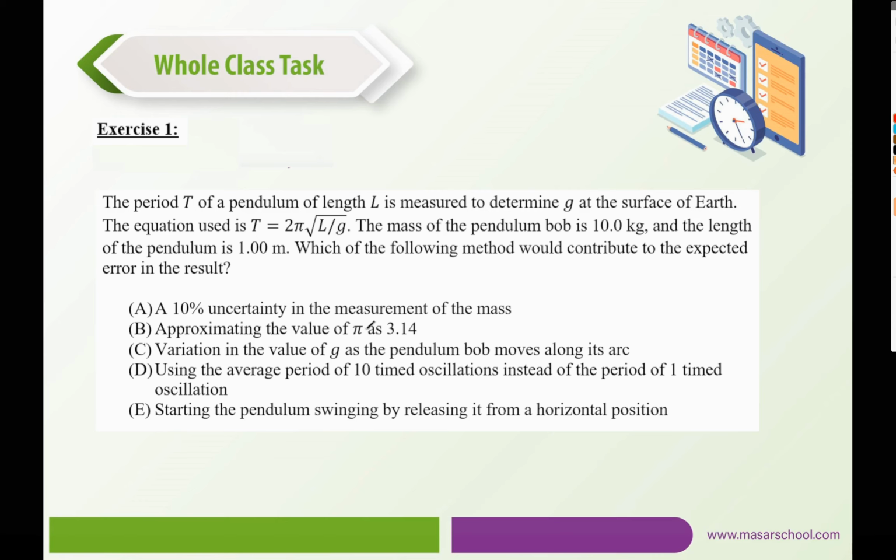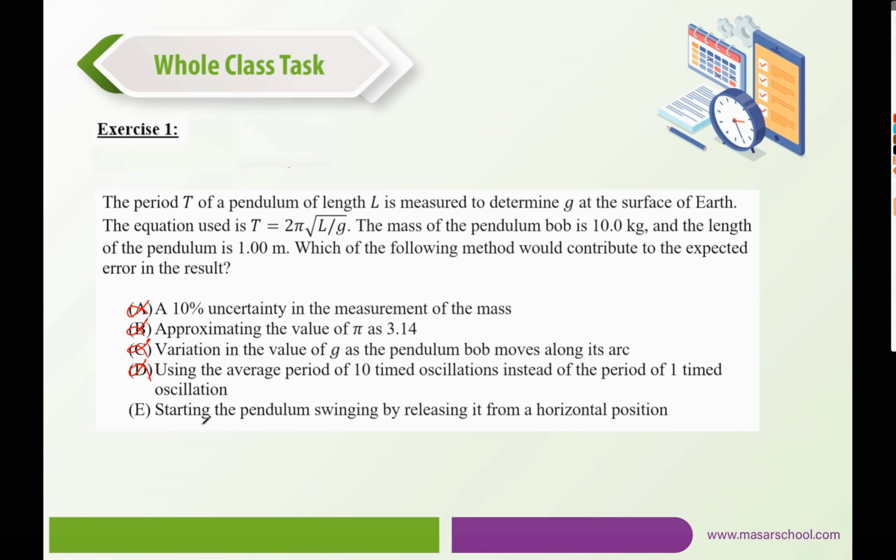Now, a 10% uncertainty in the measurement of the mass. We know that the mass doesn't play any role. Approximating the value of pi as 3.14. No, that's a good approximation. And sometimes we go further with this approximation by considering that pi squared is 10. Variation in the value of g as the pendulum moves along its arc. Now g doesn't vary actually for oscillations. g varies whenever the height from sea level is very big. So we can eliminate this. Using the average period of 10 timed oscillations instead of the period of 1 timed oscillation would increase the accuracy and doesn't increase the error.